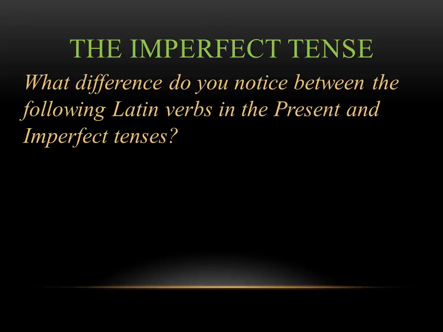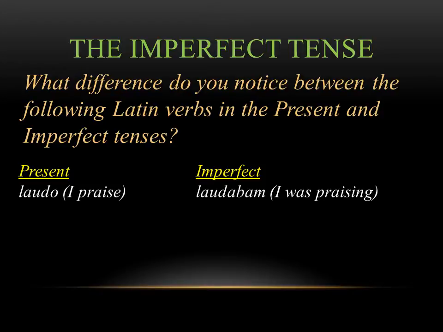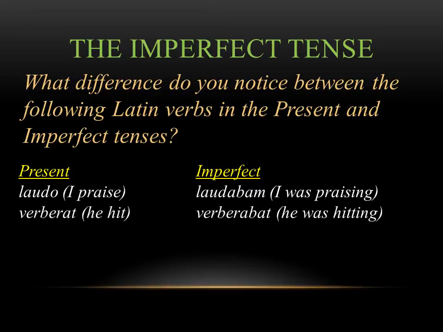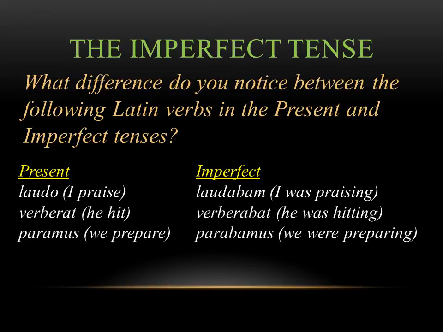So what difference do you notice between the following Latin verbs in the present and the imperfect tenses? So first, we'll start with laudo, which means I praise, and laudabam, which means I was praising. And we can do that with a few more examples. Verberat, verberabat, paramus, parabamus. What do you notice here that's different? Well, one thing you should notice is that they have slightly changed endings. So in the present, we would say laudo, and in the imperfect, we would say laudabam. Now in the second example, we have verberat, and then we have verberabat. So you'll notice that something has happened here.